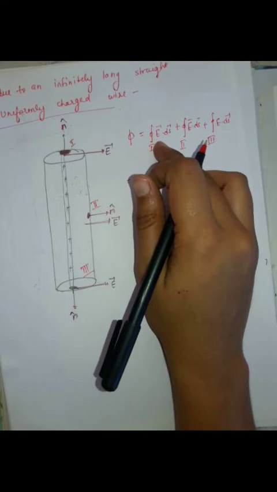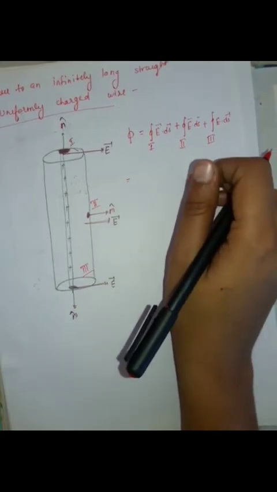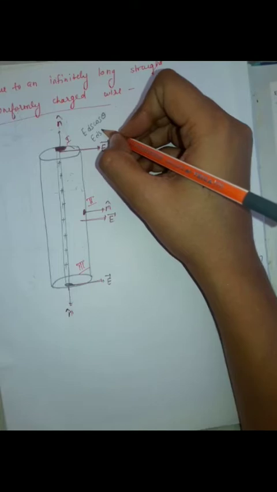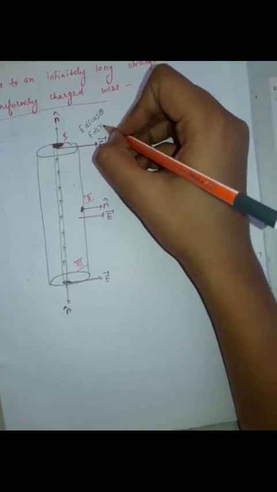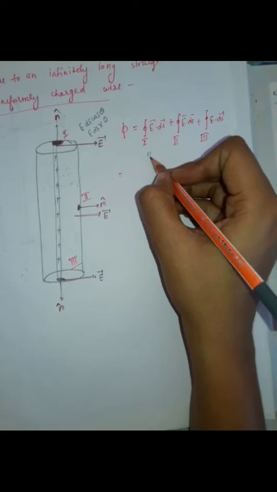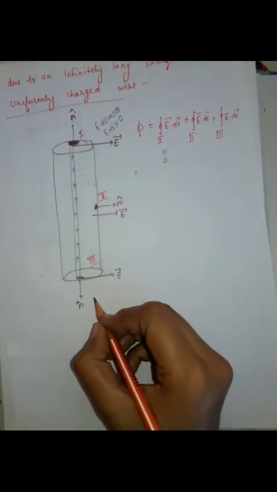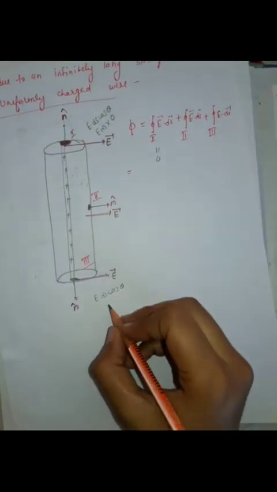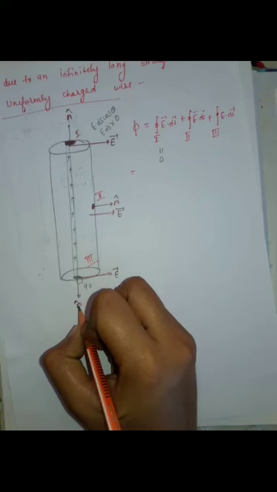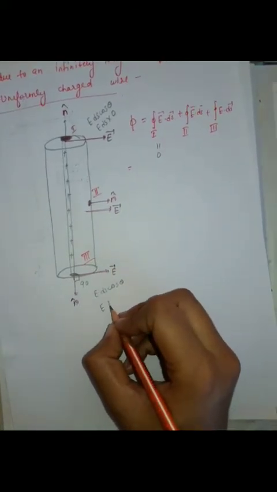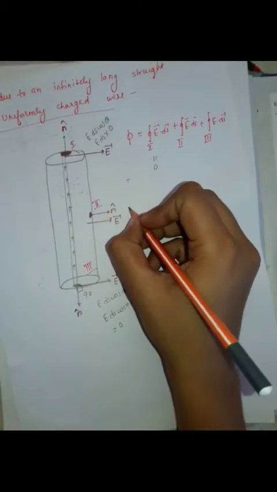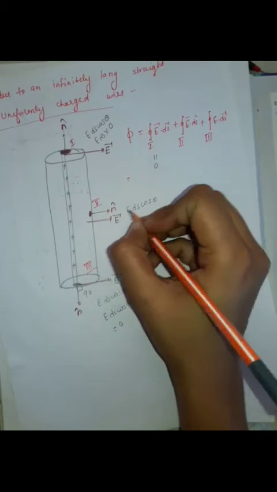Okay, E dot dS means E dS cos theta. For the first surface, the angle is 90, so E dS cos 90, and cos 90 equals 0. So the flux at the first part will be equal to 0. Similarly for the third part, the formula is E dS cos theta, and it makes an angle of 90 degrees between E and the area vector. So we write E dS cos 90, which is also equal to 0. But for the middle case here, the electric field is E dS cos theta, same.